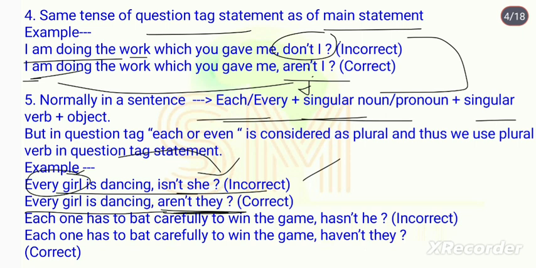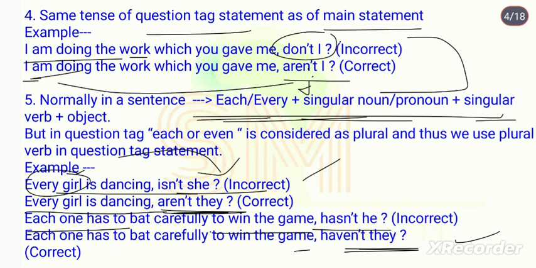Each one has to bet carefully to win the game, hasn't he? So each one, meaning all the players, has to bet carefully. For all the players we can use haven't they here. So this would be correct, haven't they. This thing must be noticed carefully in a sentence.